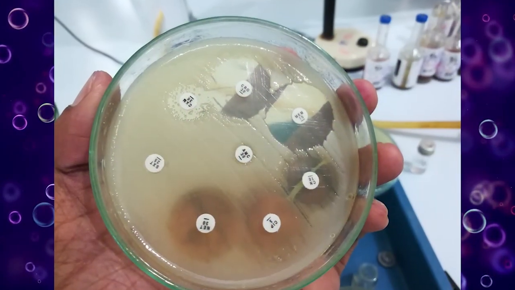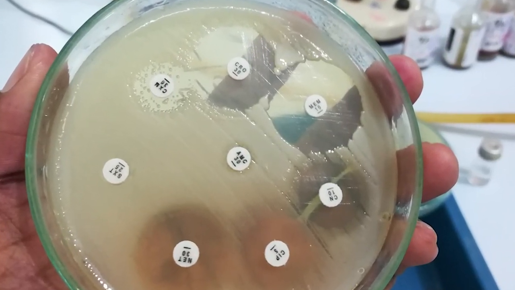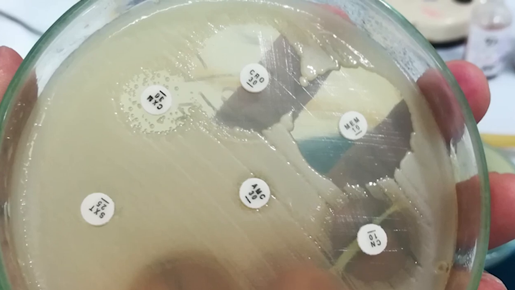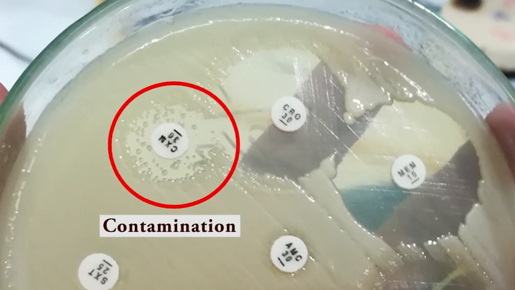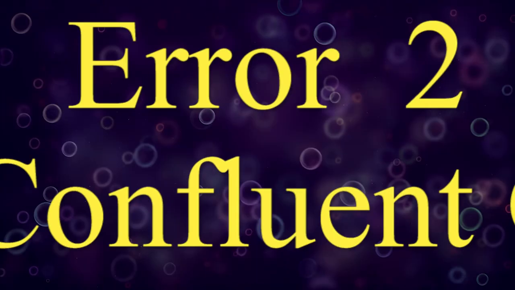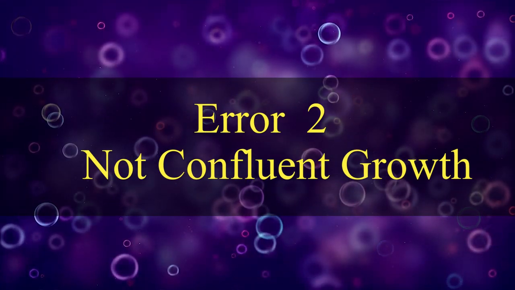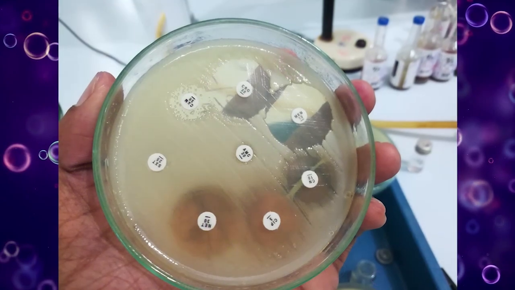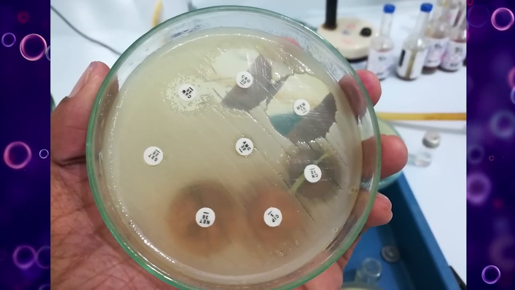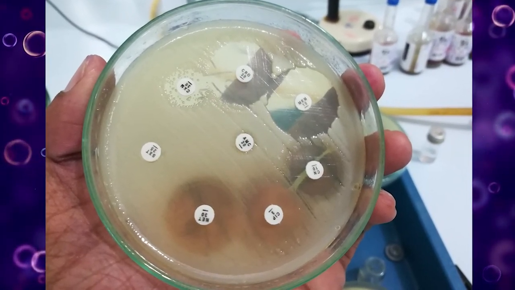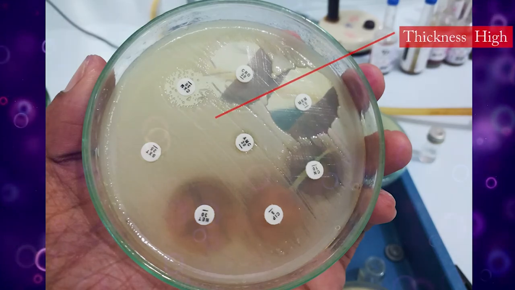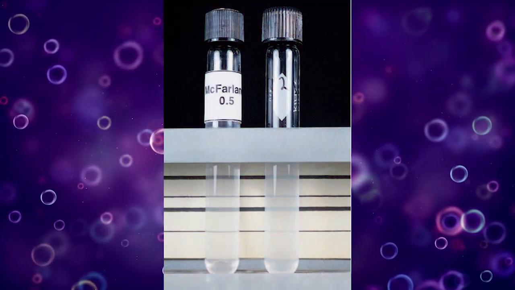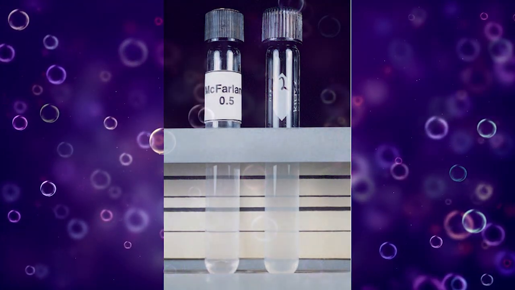Error number 1, contamination. There is contamination. You can see some whitish tiny colonies around the cefuroxime disc. This kind of contamination can directly affect the zone diameters. Error number 2, non-confluent growth. Also, organism growth on the plate is not confluent. Thickness is too high. When you prepare the dilution, you should always compare with 0.5 McFarland turbidity.